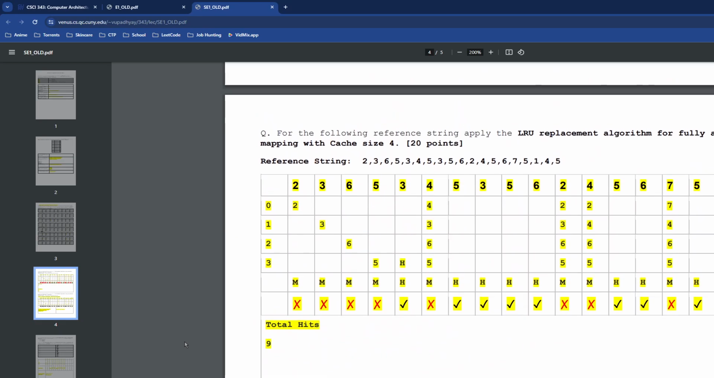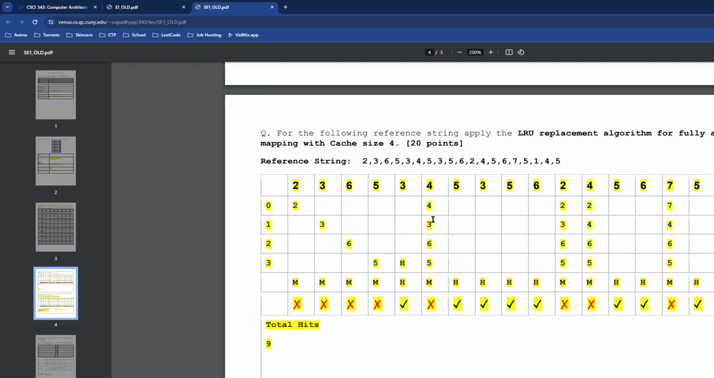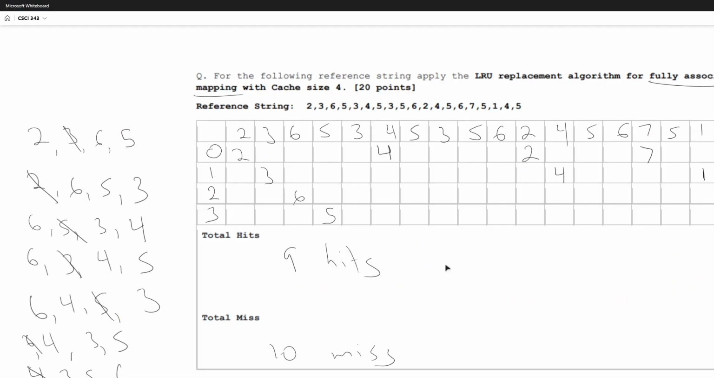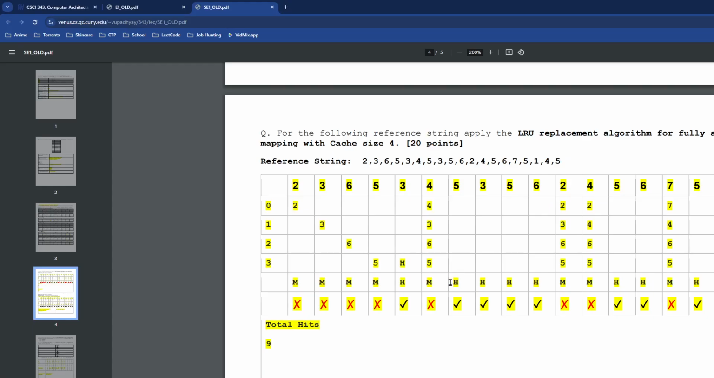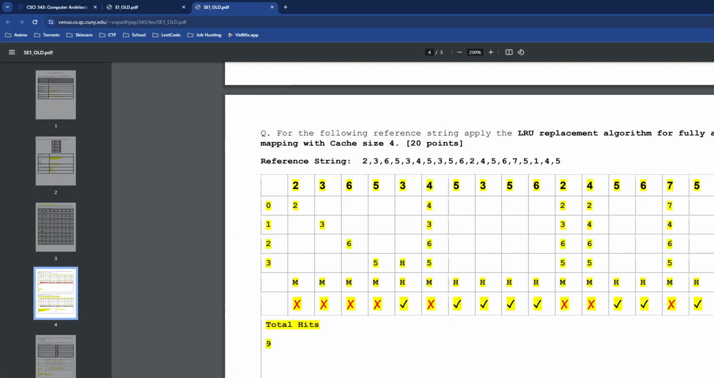Did I get that right? Yeah. 9 total hits, 10 misses. Okay, I think that's right too. 2, 3, 6, 4, and then put a 2 there, put a 4 there, 7, 1, and 4.